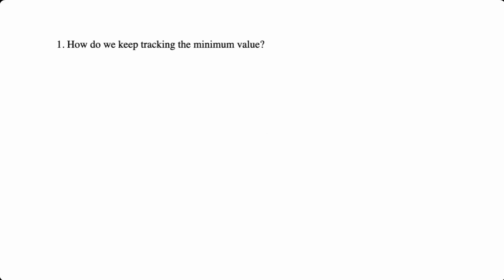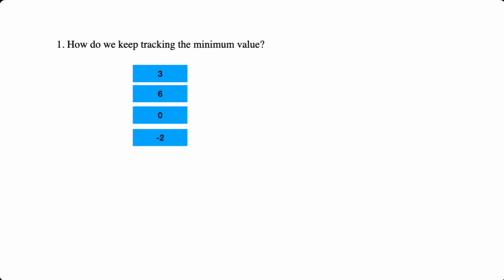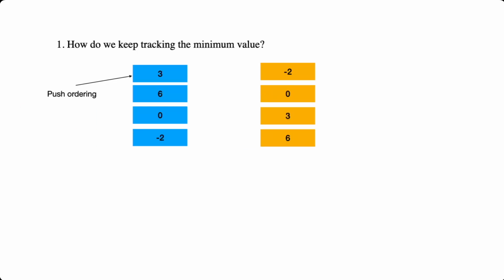Okay, so next step, some hints. So some hints are coming from questions, basically. So first question, how do we keep tracking the minimum value? We can use an example. So let's say if we push -2, 0, 6, 3 into the stack. So this is the ordering when we are doing the push. And then the minimum values sorted are -2, 0, 3, 6. And then what's the next question you want to ask?